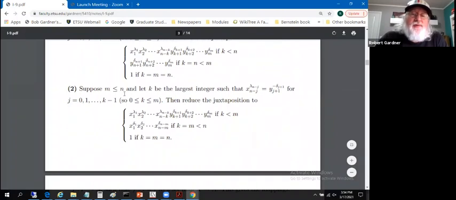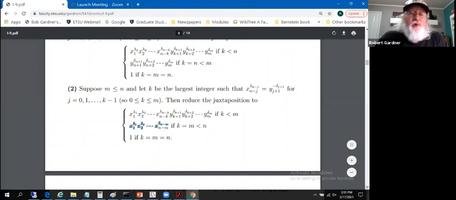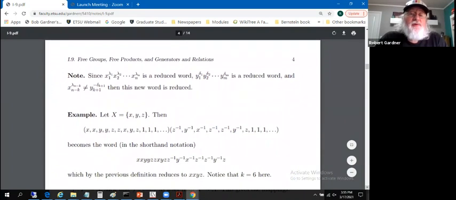If m is less than or equal to n, and we get this relationship between the inverses, then just cancel everything you can. In this case, the possibility exists that you'll lose all the y's and be left only with x's this time. If m equals n, we need the same kind of behavior. m equals n equals k reduces to the empty word. So that's how you take a product of two reduced words and from it get another reduced word. So this process inputs two reduced words and outputs a reduced word.